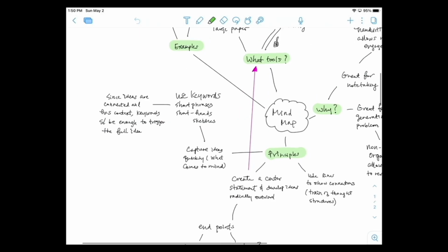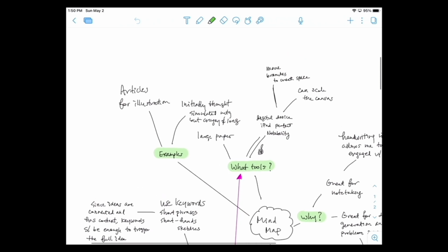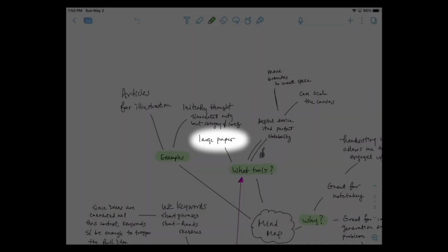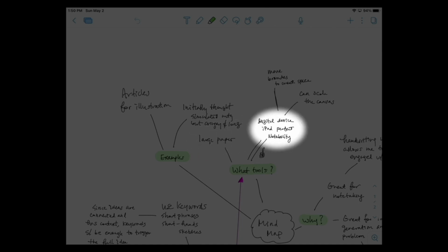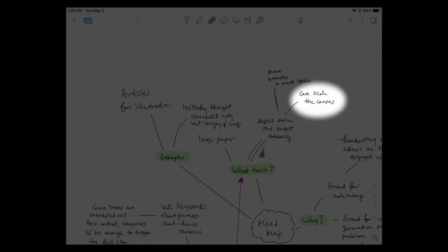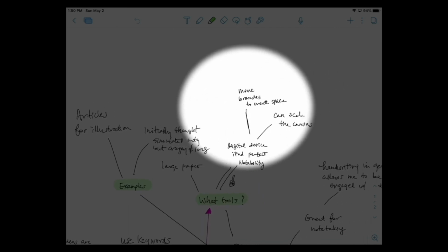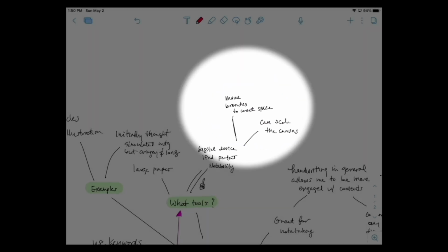Okay, so what tools do we need to start creating a mind map? As I mentioned in the intro, a pen and paper will suffice. But since mind maps can grow very quickly, I suggest using a large paper like 17 by 11. But I prefer using iPad Pro for this. Personally, I use Notability. I can scale the content on the canvas if I need more space, and I can also move branches around to create room for other branches.